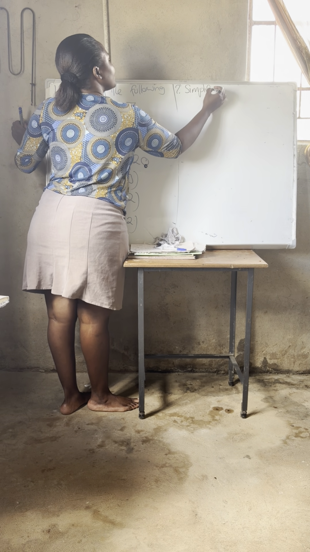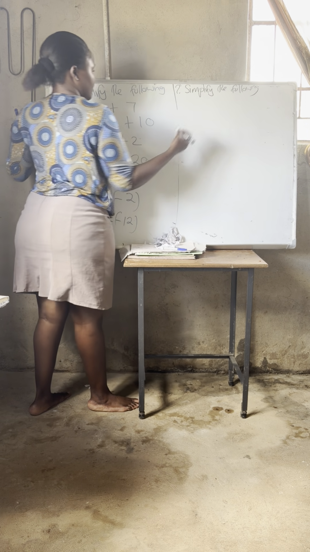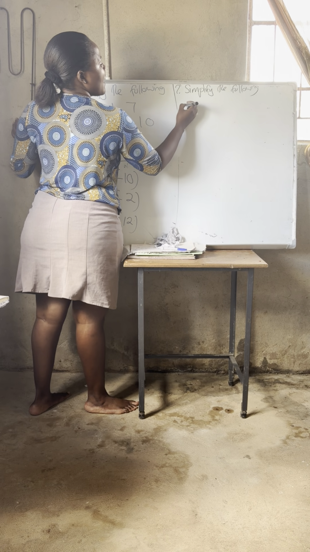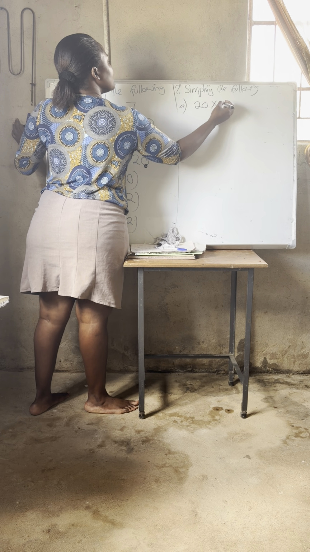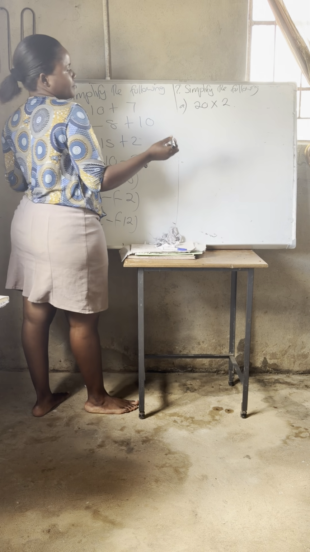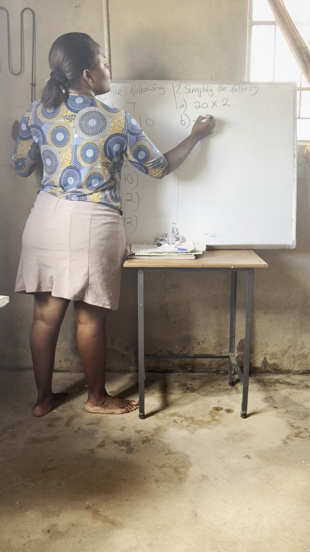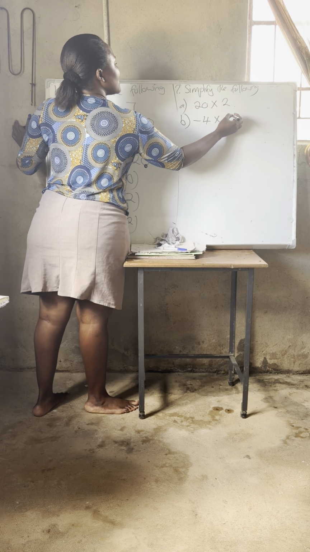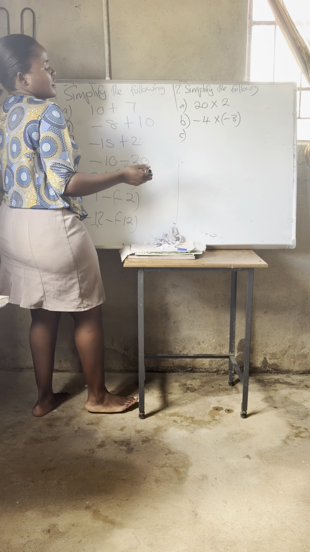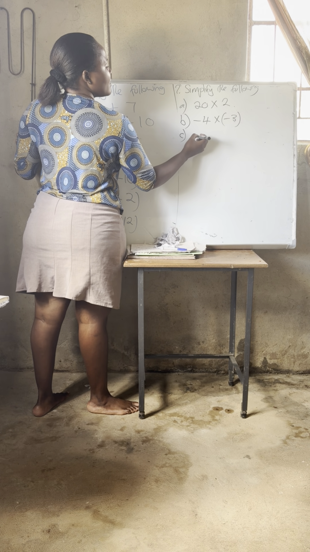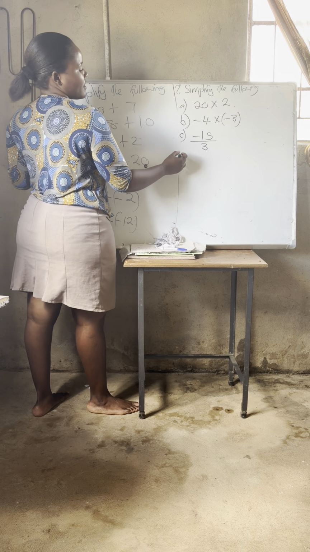And question 2, simplify the following. Again, all right, on A, 20 times 2. B, negative 4 times negative 3. On C, you are given negative 15 divided by 3.